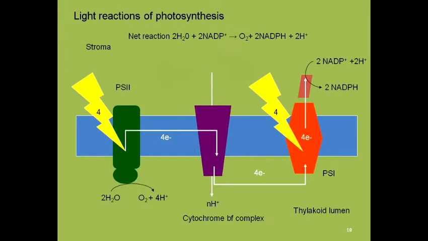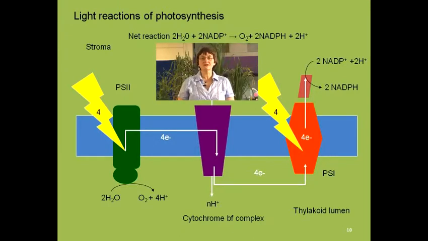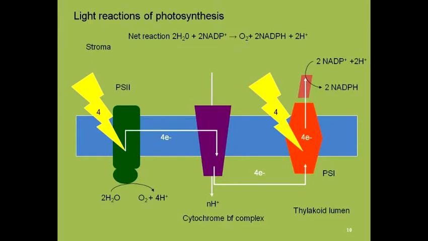This slide shows a schematic diagram of the light reactions with the coloured shapes representing assemblies of proteins and electron transfer components associated with the thylakoid membrane. 4 photons of light are absorbed by photosystem 2. The energy from these photons excites a special chlorophyll molecule within the photosystem.